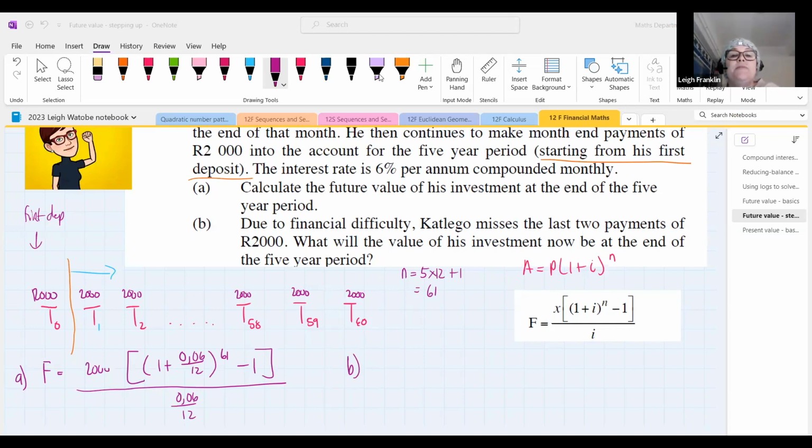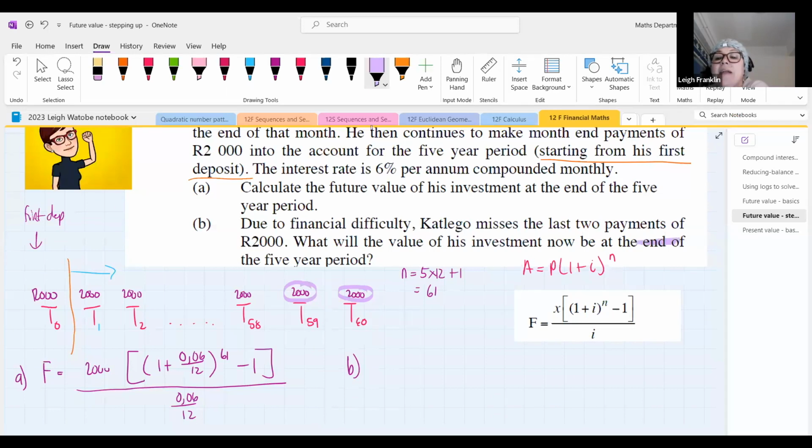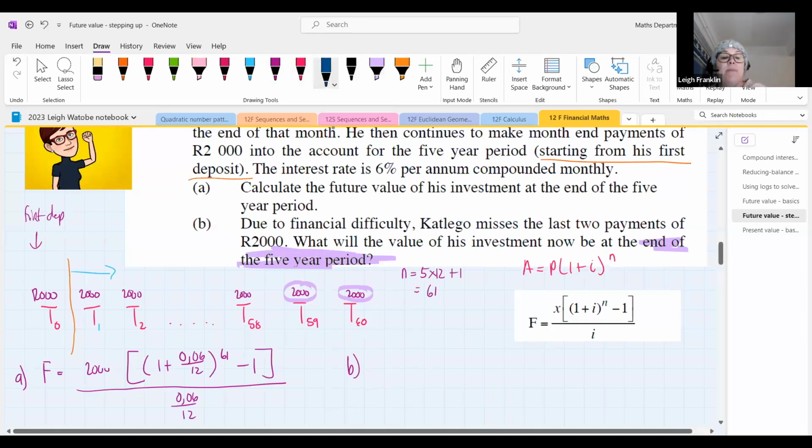Katlego experiences financial difficulty, so he does not make the last 2 payments. So that means this payment over here does not happen, and this payment over here does not happen. But they're still asking us for the value of his investment at the end of the 5-year period. So they are implying that he makes a certain number of payments and then stops.